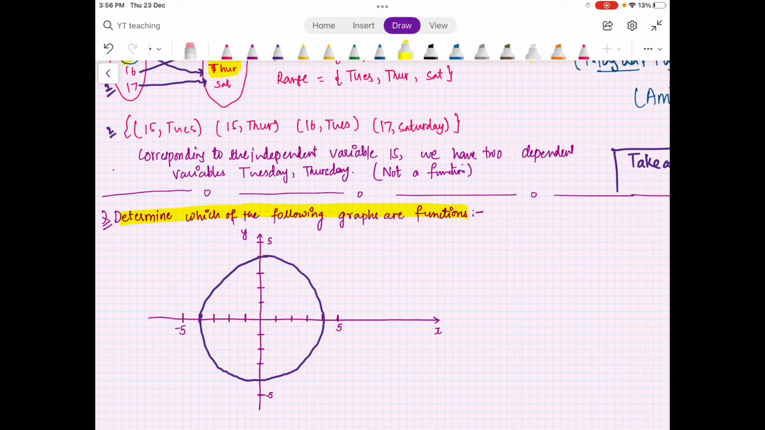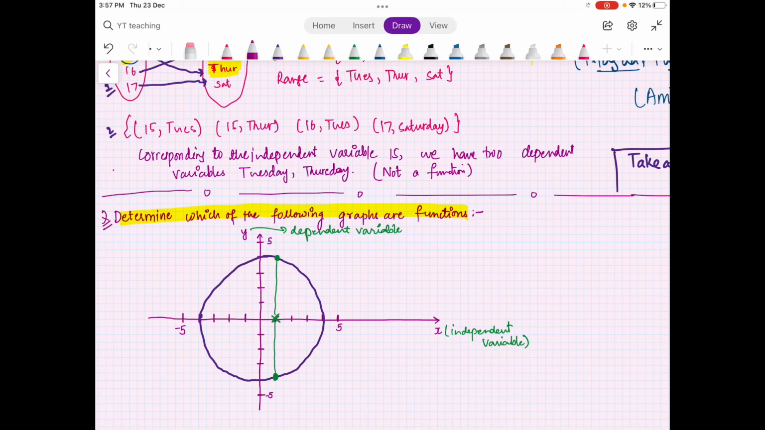Okay. So here you see, if I ask you, this is your independent variable, right? Here is your independent variable, and this y-axis is your dependent variable. So here, if this is the independent variable, you can see corresponding to this independent variable, this is the dependent variable and this is also the dependent variable. So corresponding to this independent variable, we have two dependent variables. So this is not a function.